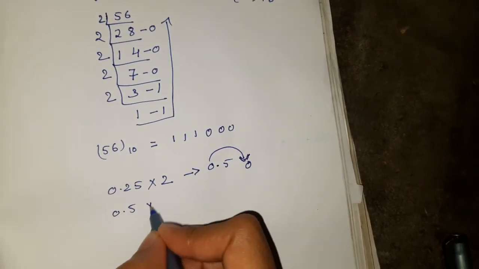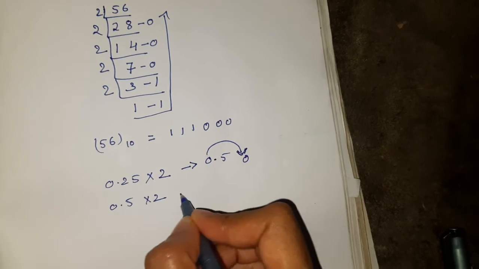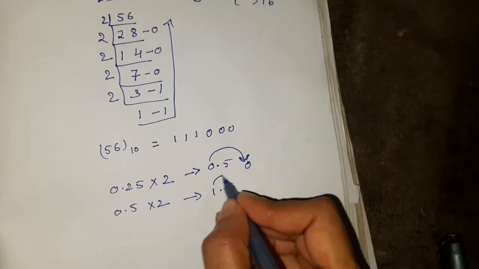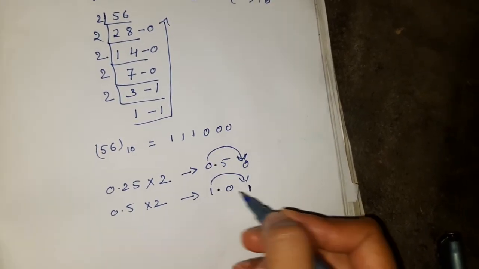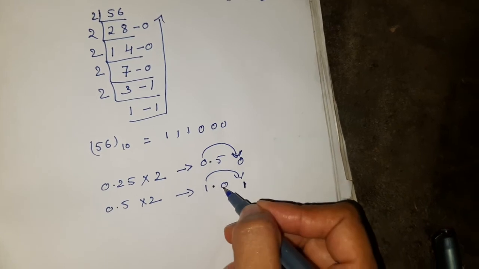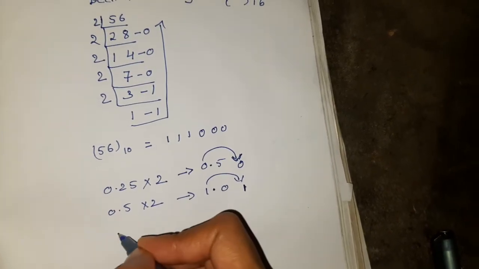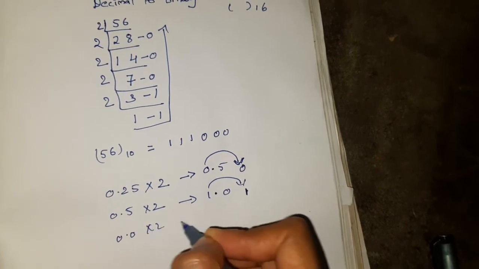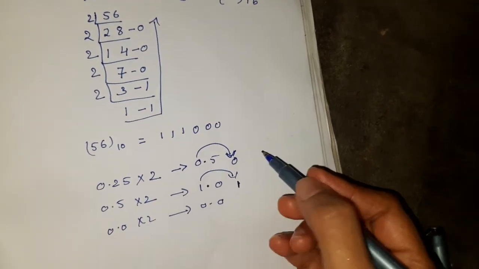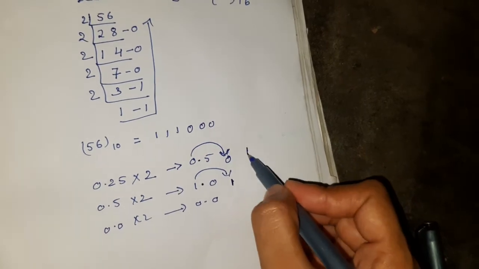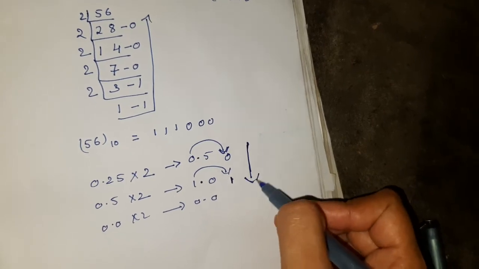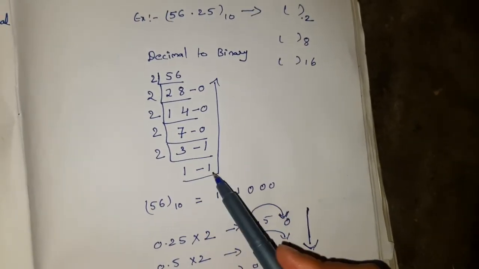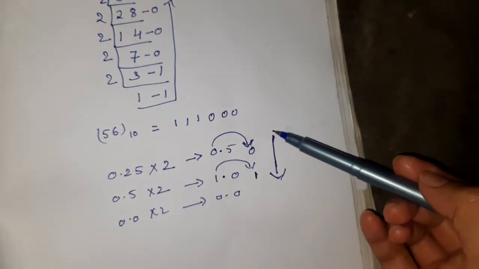Again 0.5 into 2. What do we get? It is 1.0. So again take 1 like this. The left-over part is 0.0 only, and into 2 we get 0.0 only. So stop here. Before the point you take bottom to up, and after the point you take top to bottom.